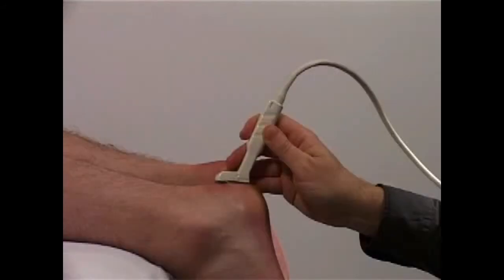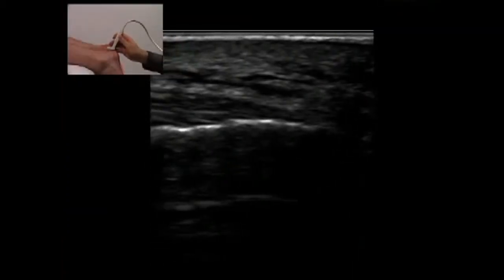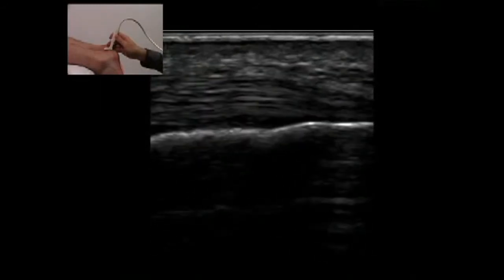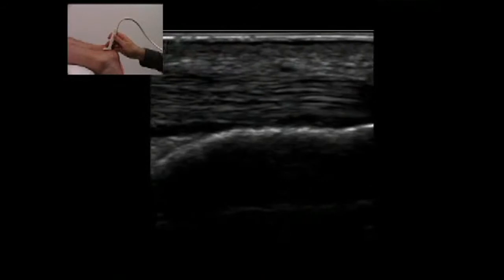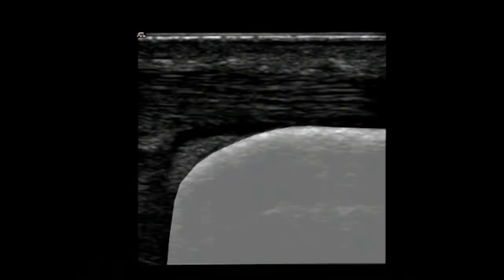The patient lies prone with foot overhanging the edge of couch. The probe is placed longitudinally on the posterior aspect of the calcaneus. The Achilles tendon insertion is now examined. Achilles tendon and calcaneus are visualized.